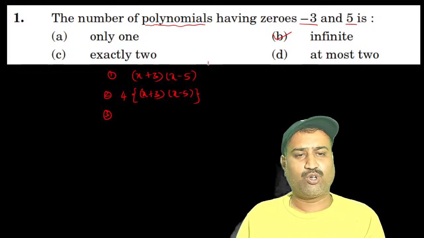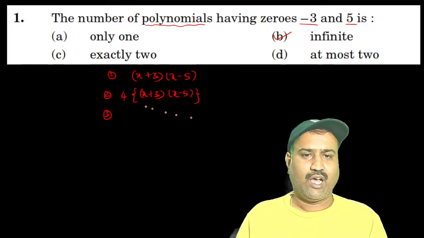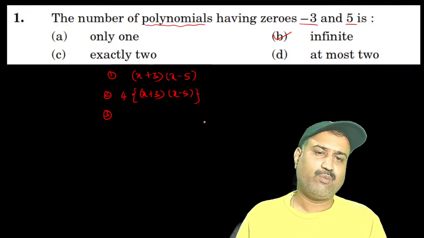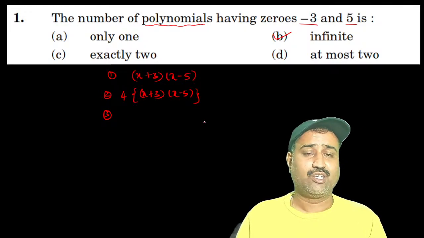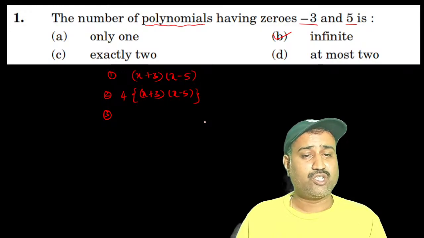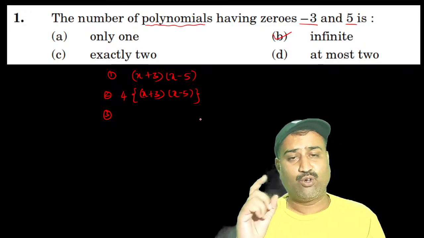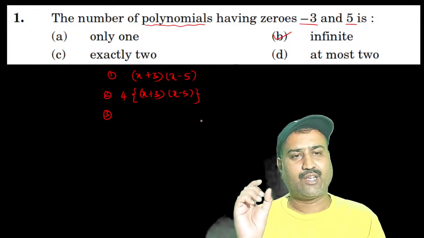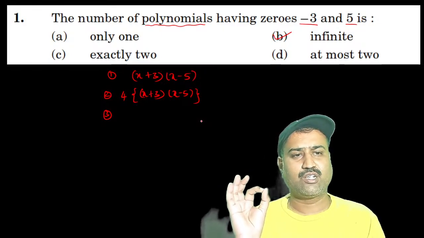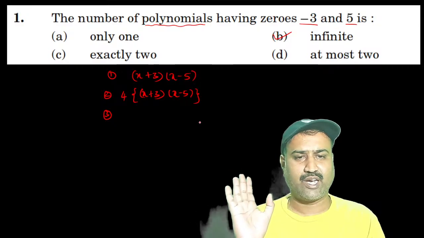Remember, don't write one polynomial, because I can multiply a polynomial with any constant. The zeros won't change. Therefore, a very important point: I can form infinite polynomials using the given two zeros, right?